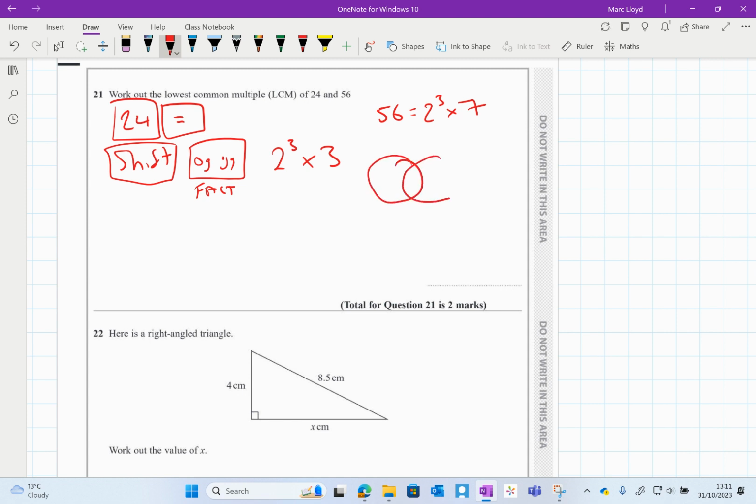So into there, we've got 24 and 56. 2 and 2 and 2, because it's very clear that that's the highest common factor. And then the 3 is left over from the string of the 24, and from the string of the 56, we've got a 7. Now multiply all of those numbers together. 2 times 2 times 2 times 3 times 7. And that gives us our lowest common multiple of 168.